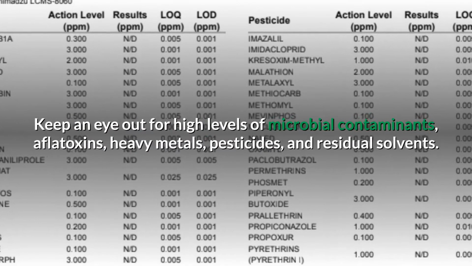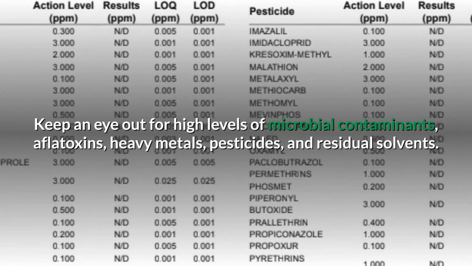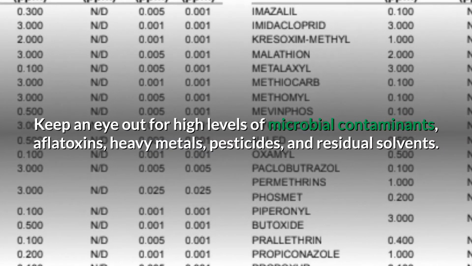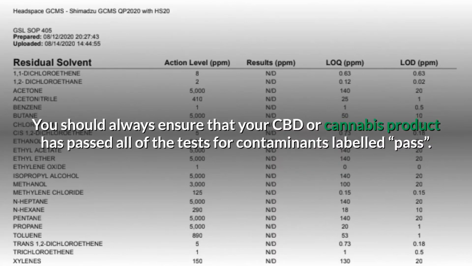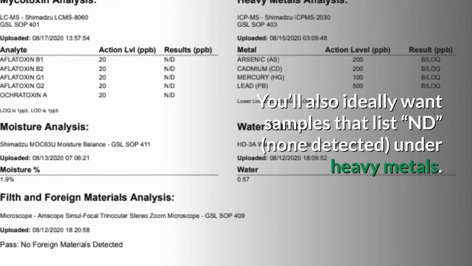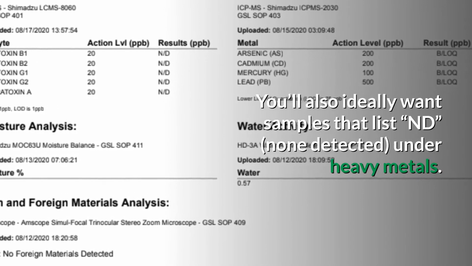Keep an eye out for high levels of microbial contaminants, aflatoxins, heavy metals, pesticides, and residual solvents. You should always ensure that your CBD or cannabis product has passed all of the tests for contaminants labeled PASS. You'll also ideally want samples that list ND, none detected, under heavy metals.